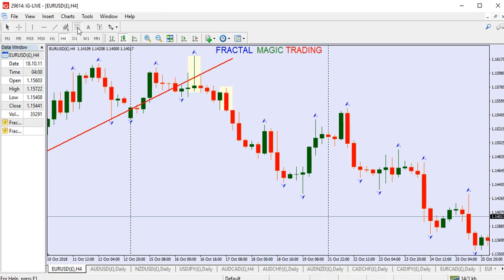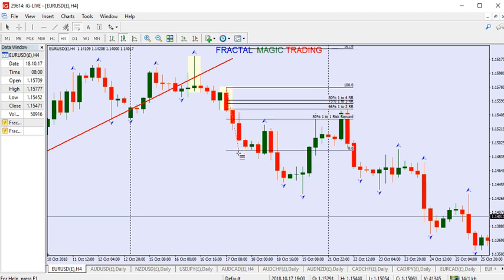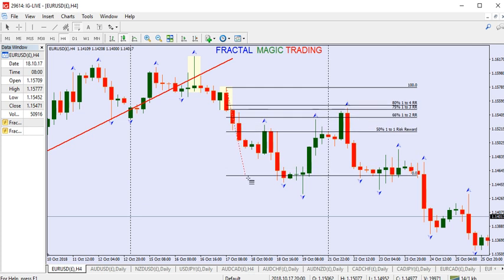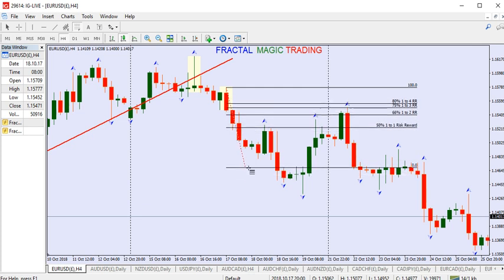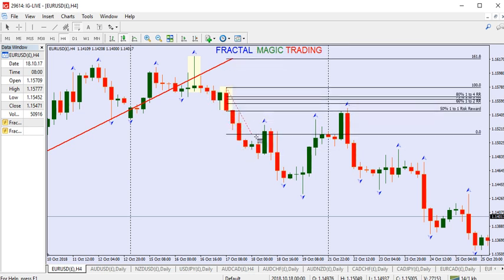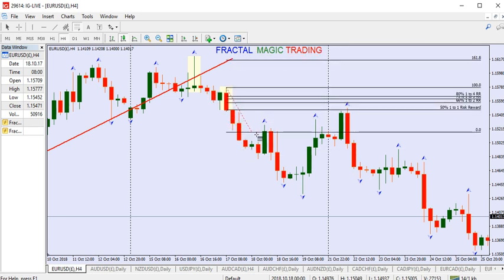So on that one, we put a stop at the top. We get 1 to 1. We get 2 to 1. We get 3 to 1, depending on where you took your stop. So you definitely get your 2 to 1. You definitely get your 1 to 1.